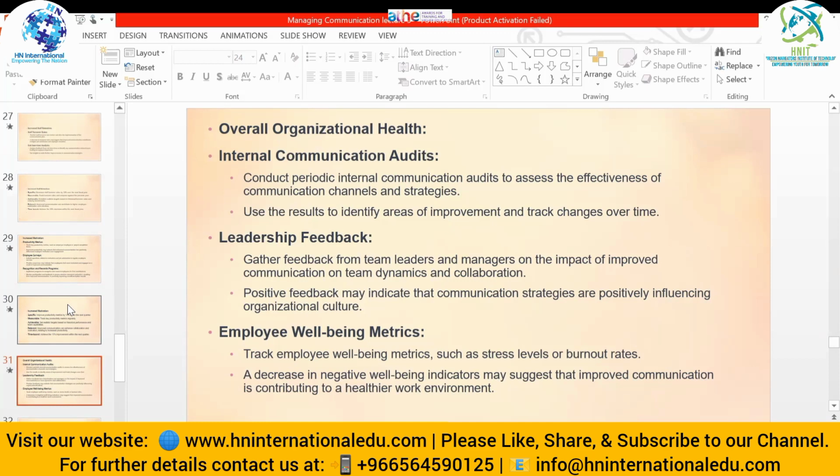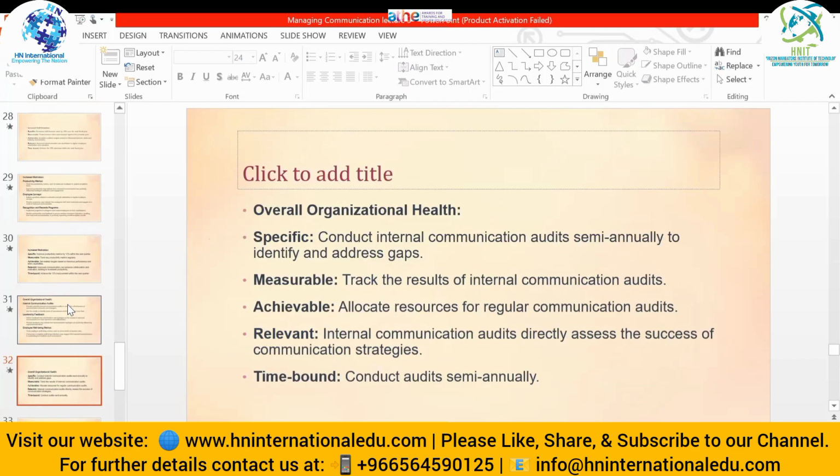Obviously, when they're happy, they're not going to leave your organization at all. You're paying them on time, you're giving them good benefits, some extra fringes as well, then they're going to be loyal to your organization. They're not going to badmouth your organization to everyone. Conduct internal communication audits semi-annually to identify at-risk gaps.